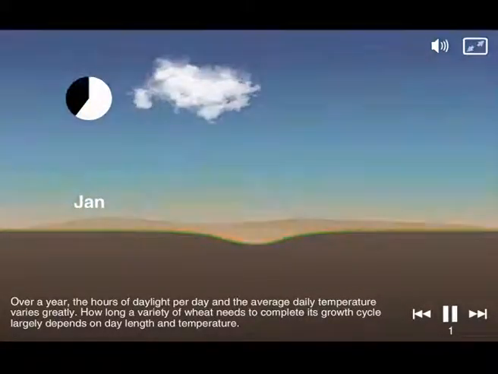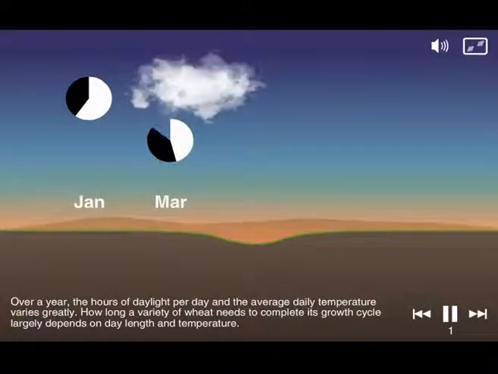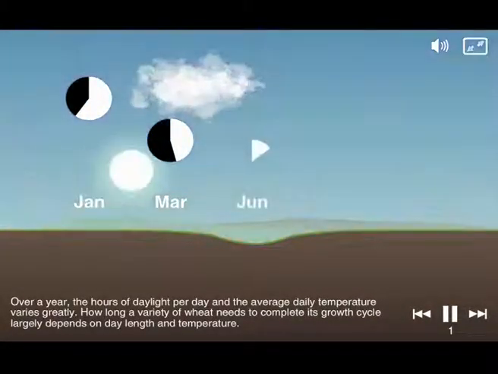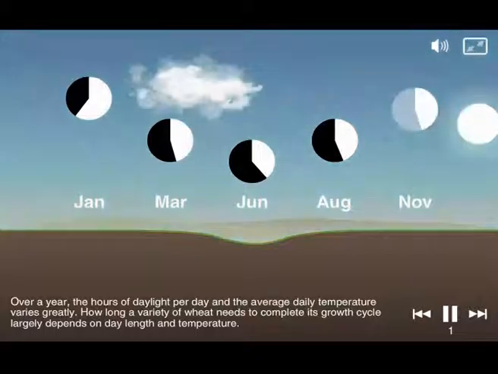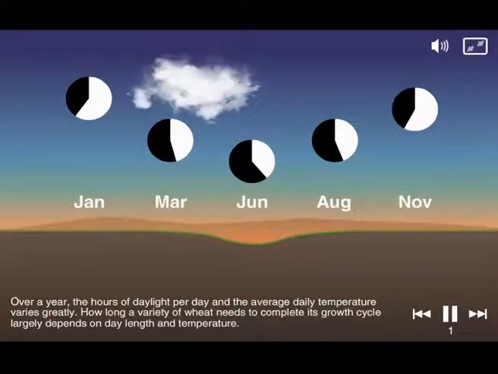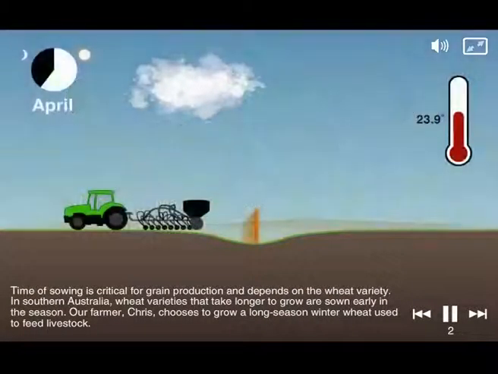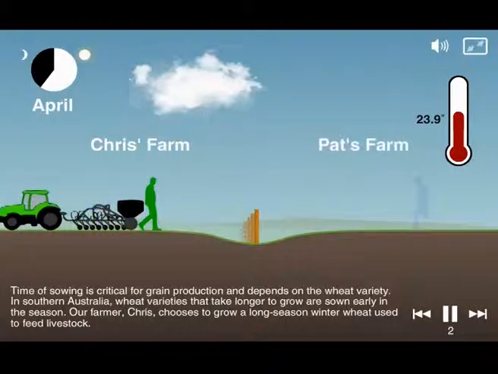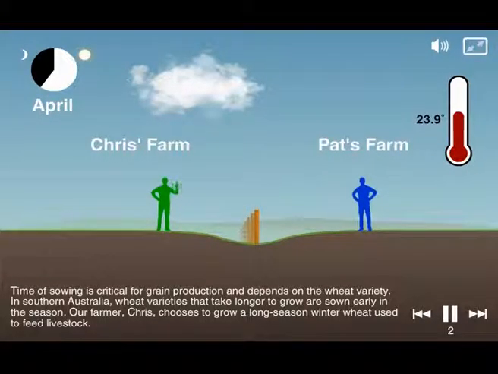Over a year, the hours of daylight per day and the average daily temperature varies greatly. How long a variety of wheat needs to complete its growth cycle largely depends on the day length and temperature. Time of sowing is critical for grain production and depends on the wheat variety.